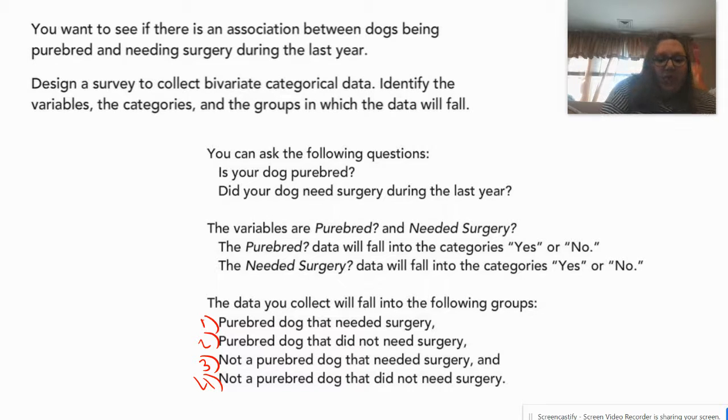So these are your questions here. Is your dog purebred? Did your dog need surgery? That is bivariate categorical data because you're asking two questions that fall into categories. The variables are purebred and needed surgery, and both data would fall into yes or no.